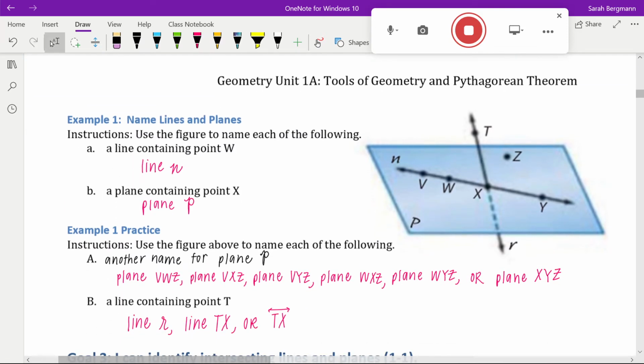Here are the answers. For part A, you only need to have one of these, and you can rearrange the order of these. So for example, this could also be plane ZYX or YZX, etc. These are all correct answers.